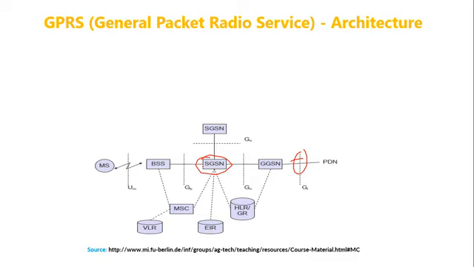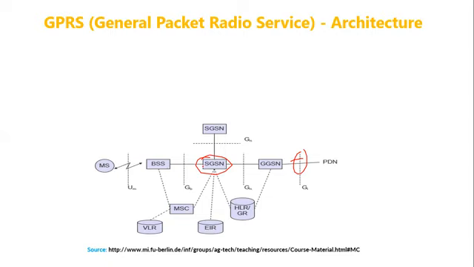The GPRS register, GR, which we have already discussed, is normally a part of the HLR, and it stores all GPRS relevant data. All data relevant to the GPRS will be stored in the GR.